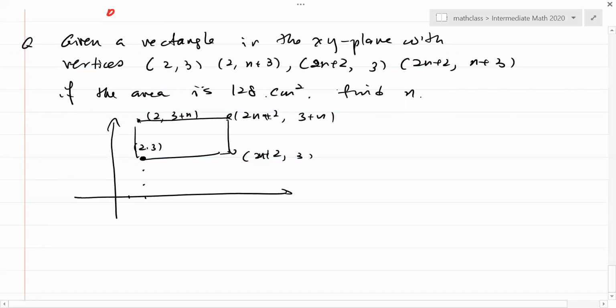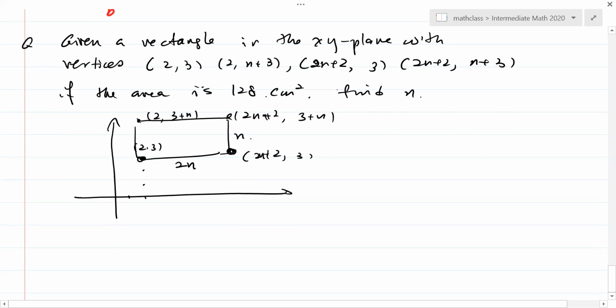So how do you know those are 2 points, right? First of all, they both have a 3, so those 2 points are on the horizontal line, and 2n+2 is larger than 2, so this point must be on the right hand side. All right, so what do we get here? On this side, that'll be 2n. The other side, from 3 to 3+n, is n.